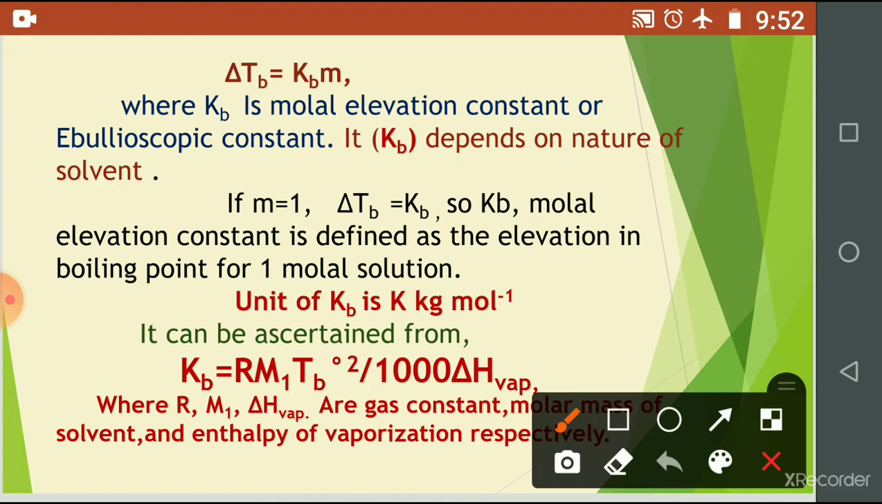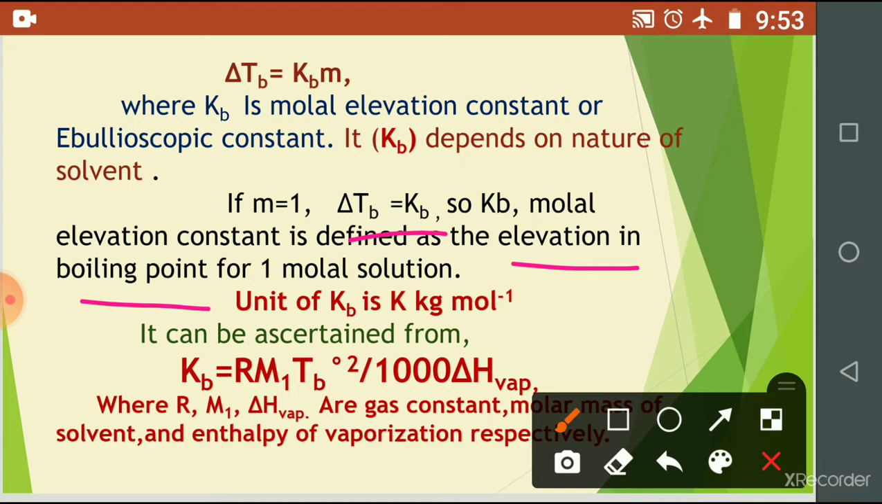So if the molality of the solution is 1, then we can write ΔTb is equal to Kb. Therefore, Kb, the molal elevation constant, is defined as the elevation in boiling point of a 1 molal solution. Elevation in boiling point produced for a 1 molal solution.